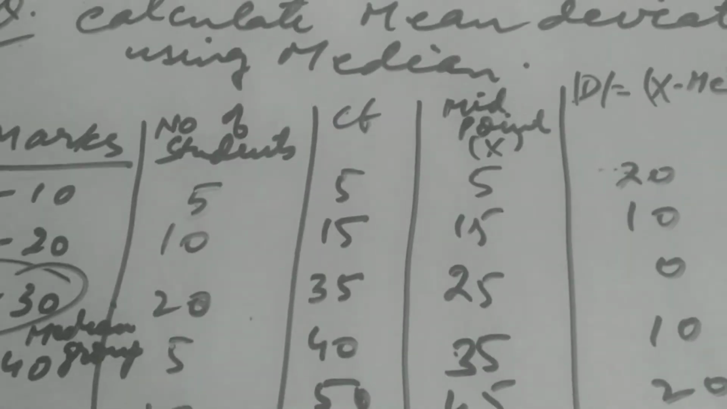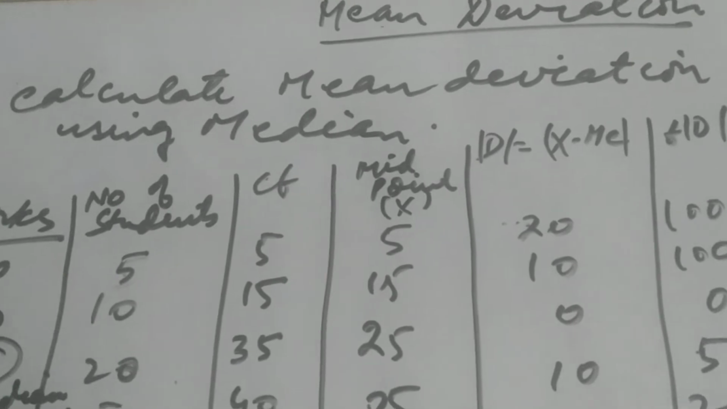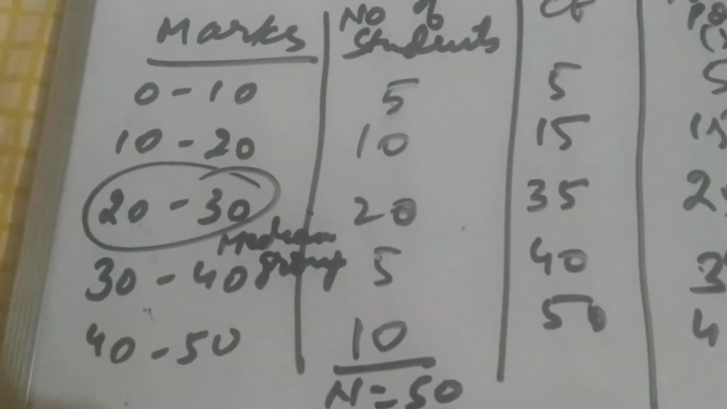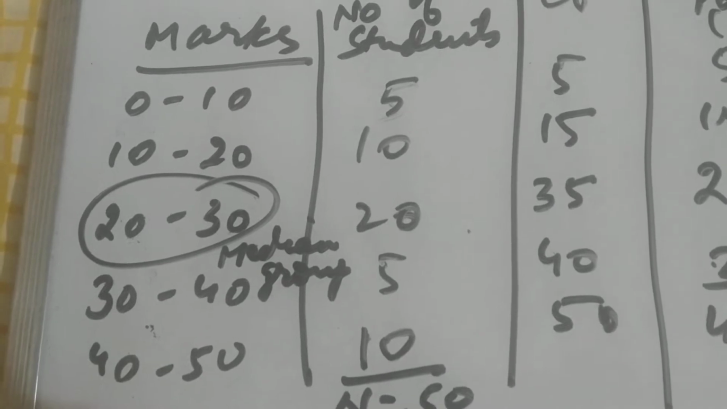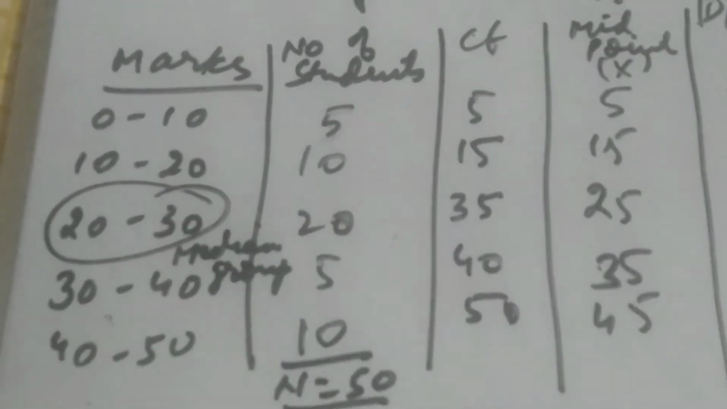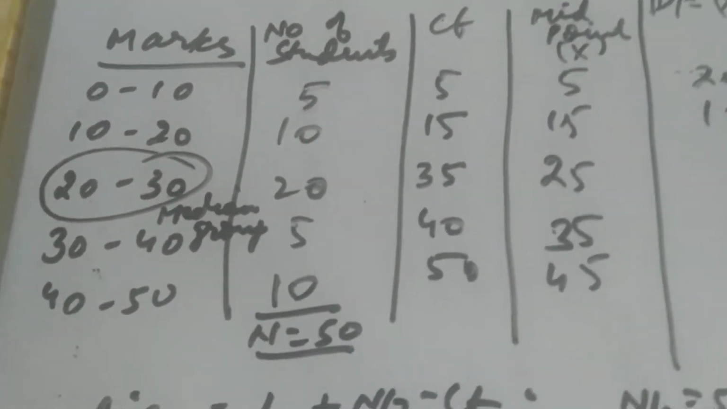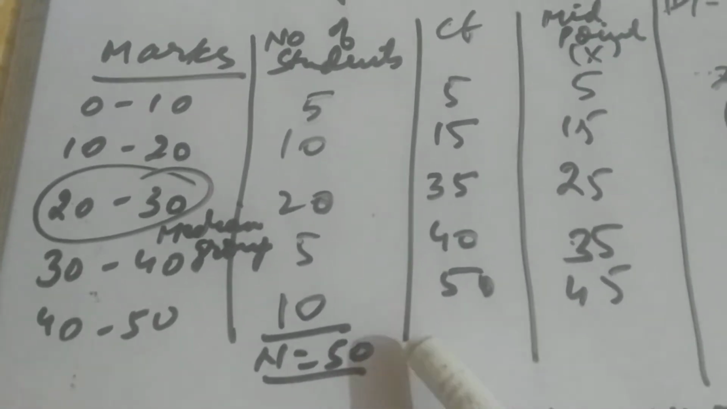Okay, so now we are going to calculate mean deviation by using median. Here we have the question: marks 0 to 10, 10 to 20, 20 to 30, 30 to 40, 40 to 50, and the number of students given to us are 5, 10, 20, 5, 10. So n, if you take the total, comes out to be 50.